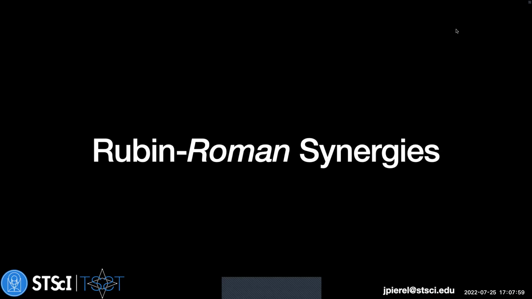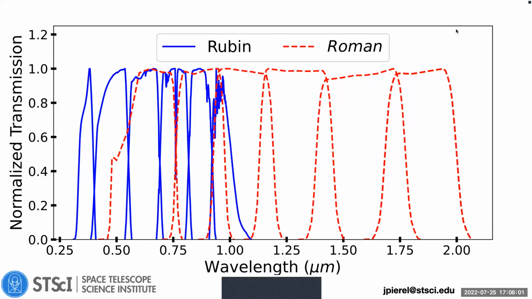So start very high level, just wavelength range. These are very complementary to each other. So you can see Rubin's got the blue end covered. There's a good overlap region, which is good for calibration purposes. And then Roman goes all the way out to 2 microns. So together, these will be quite nice.